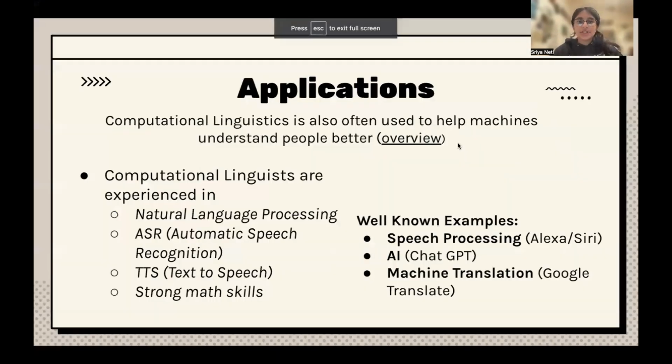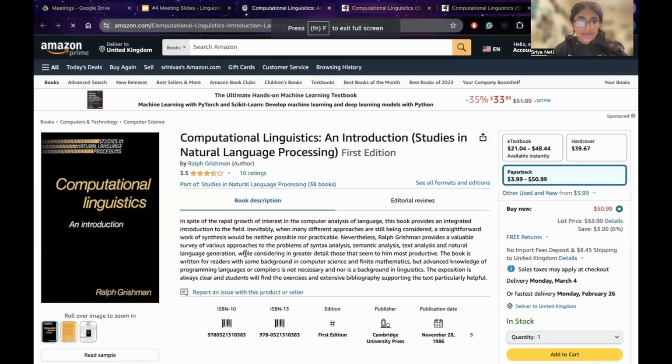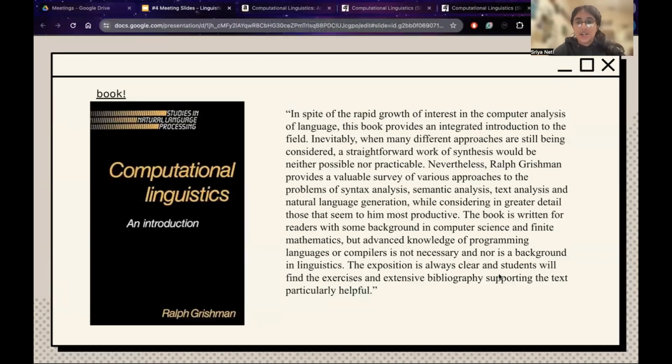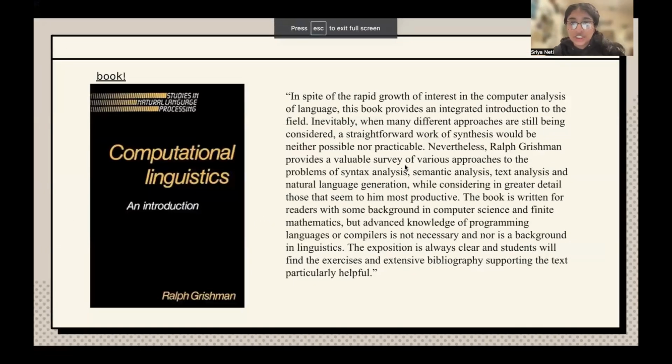Okay. And then there's also this book that I found called Computational Linguistics: An Introduction by Ralph Grishman. Here's the book on Amazon, and I just copied the synopsis. So what this author is doing is he's showing various approaches to problems in syntax analysis, semantic analysis, text analysis, and natural language generation, and giving his own personal opinions on what might be most effective. And I think that's after he describes what computational linguistics is and how it can be applied, which I thought was really cool as well.